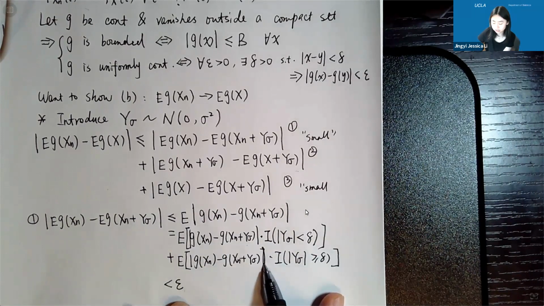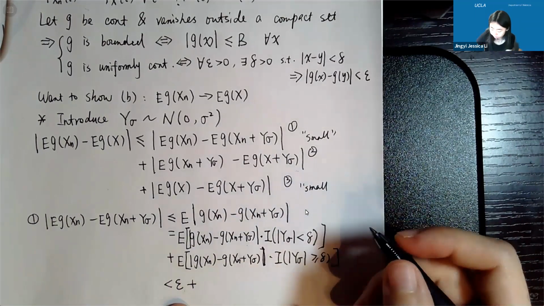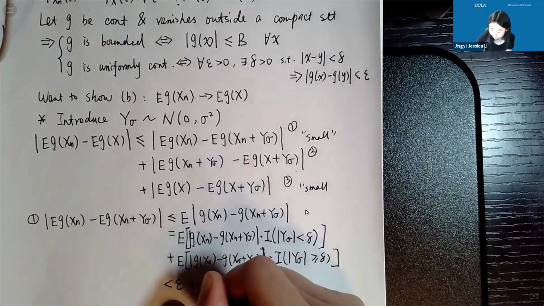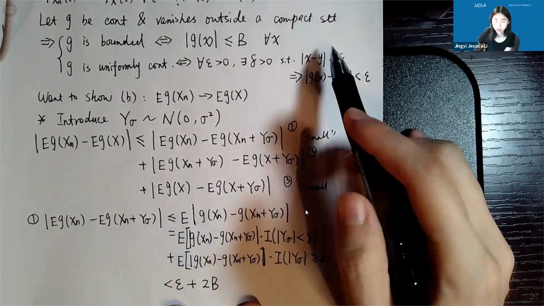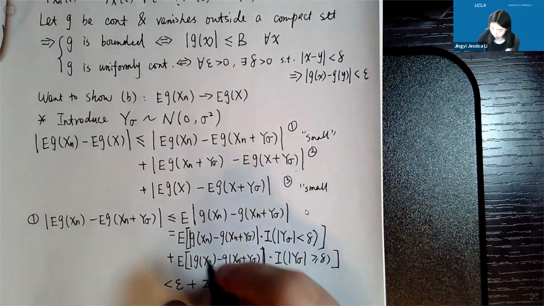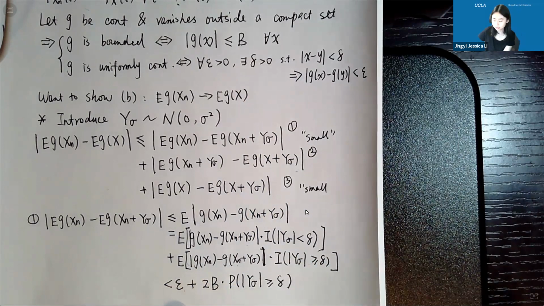And for the second term, I can use the boundedness to get this part out. So this second term is actually less than what? It's less than the expectation of g(xn) and the expectation of g(xn plus Y sigma). I forgot to say absolute value: the expectation of the absolute value of each. So I can upper bound it by 2 times b, where b is the upper bound of the absolute value of g, times the probability of Y sigma greater or equal than delta. Because once I get this term out, the expectation of the indicator becomes a probability.